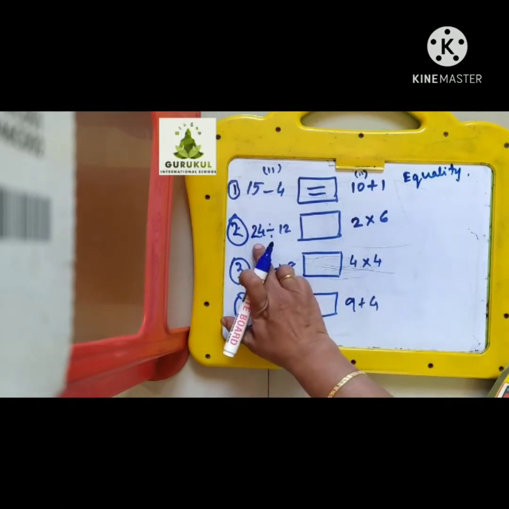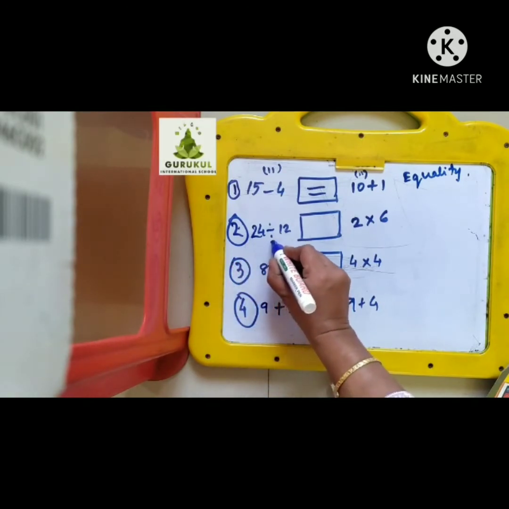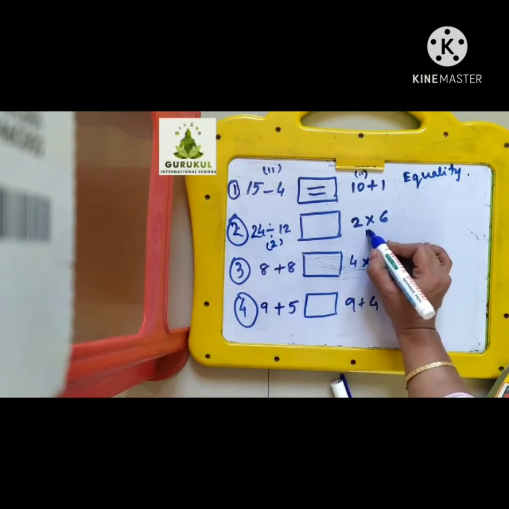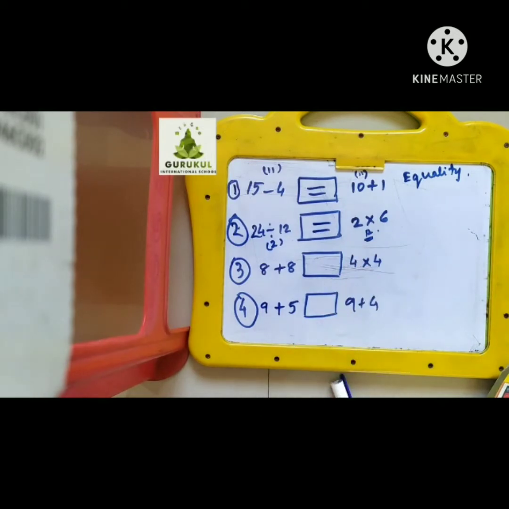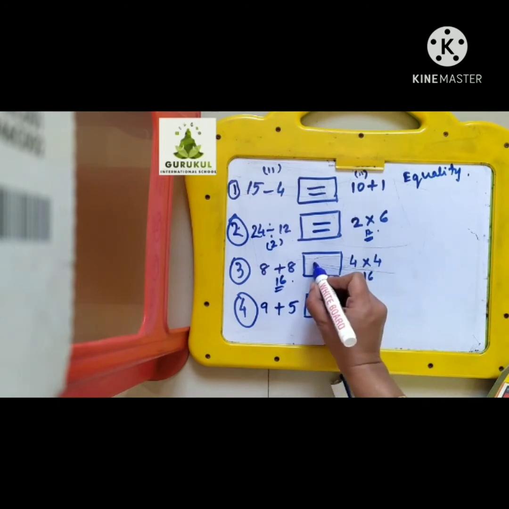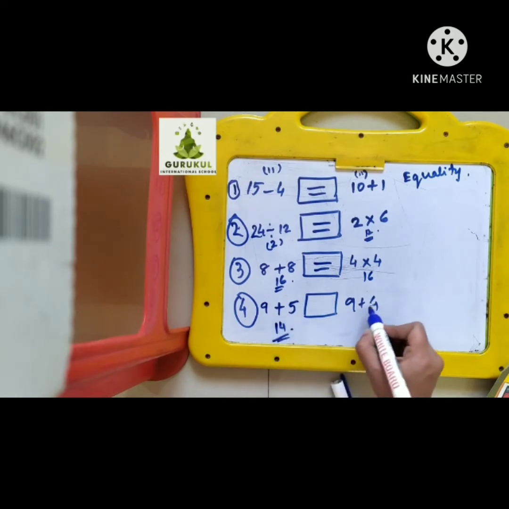Then see, come to the second. You have 24 divided by 12. What is the answer? You get the quotient as 2, correct? 12 2s are 24. Then 6 2s are also 12, correct? That means these two operations are giving you equality. Again 8 plus 8, you get 16. 4 4s are 16. Yes, equality. Then 9 plus 5, how much is it? Correct, it is 14. And 9 plus 4 is how much? 13.